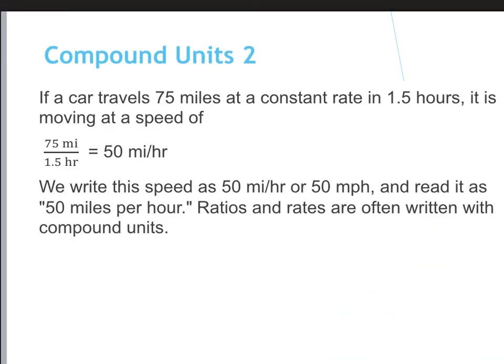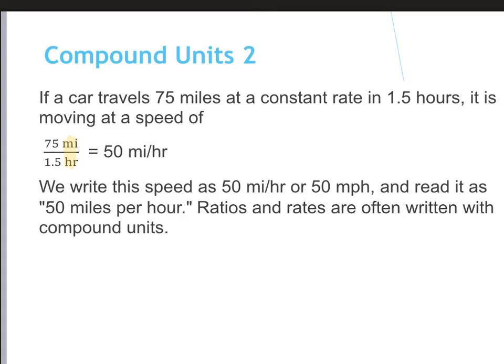So if a car travels 75 miles at a constant rate in 1.5 hours, then it's moving at a speed of 50 miles per hour. So how do you do that? You do 75 miles divided by 1.5 hours, and you would get 50 miles per hour. Notice that these units do not cancel out because they are different, miles and hours. We can't cancel things unless they are the same. So we're just looking at a speed here. We write this speed as 50 miles per hour, or 50 mph, and it is read as 50 miles per hour.